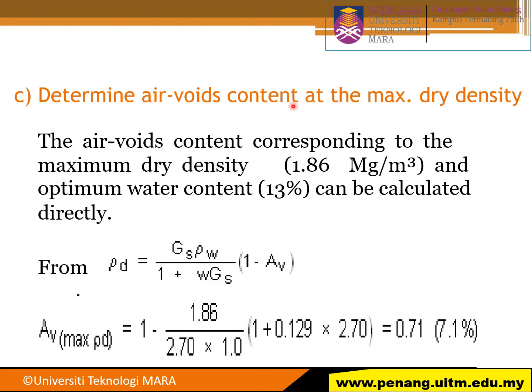Determine the air void content at the maximum dry density. For the first step, maybe you can take it from the graph just now, or you can do the calculation. Rho dry is equal to this equation, and what you have to do is insert the values of Gs, rho water, W, and Gs. W is the moisture content, the optimum water content, which is 13%. Actually this one is 0.13, and the rho dry is 1.86. So you will get the AV is about 0.071 or 7.1%.